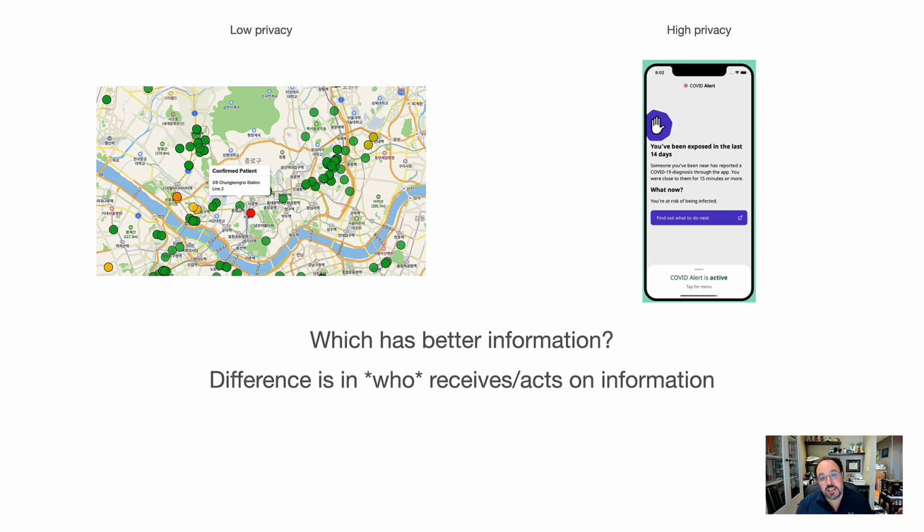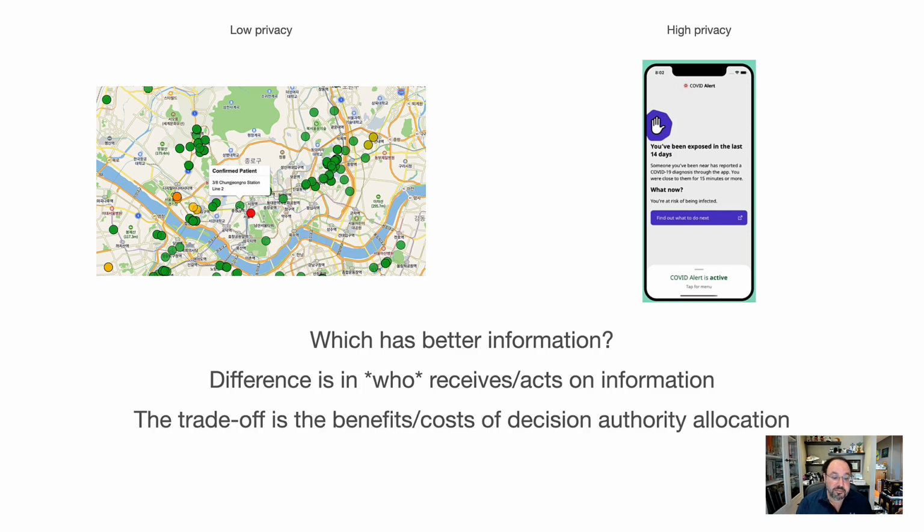The difference between these two approaches is in who receives and then acts on that information. The trade-off is the benefits and costs of decision authority allocation. Who gets to make the decision after that of what to do? That is what's different between these two approaches.